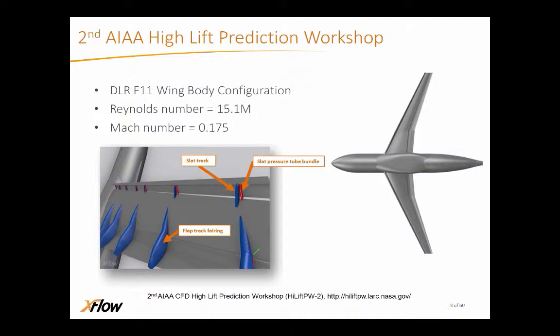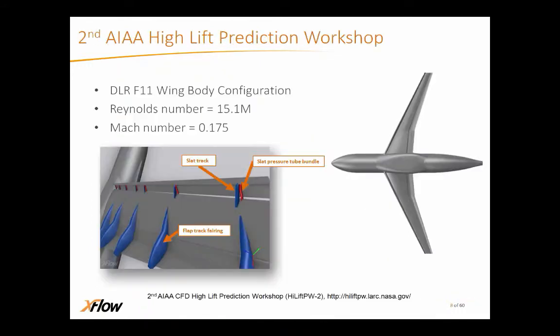And as you can see in the picture on the left side of the slide, we have the entire geometry in there. So that's the actual wind tunnel geometry. We have the flap track fairings, the slat tracks, and also all the tubing, which were used to actually carry the pressure from the slat pressure bundles back to the instruments measurements.